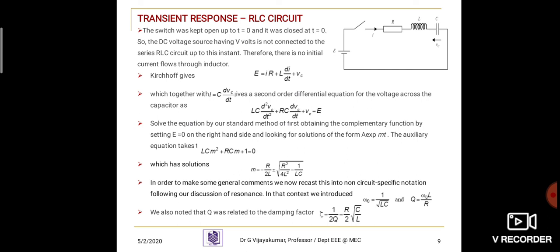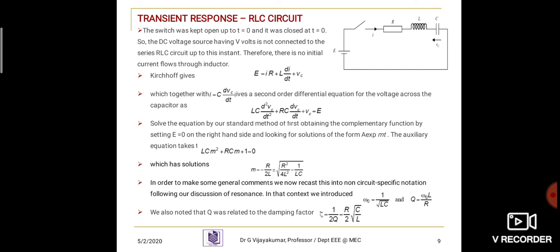The auxiliary equation takes the form LC m squared plus RC m plus 1 is equal to 0, which has a solution m is equal to minus R divided by 2L plus or minus square root of R squared divided by 4L squared minus 1 by LC.